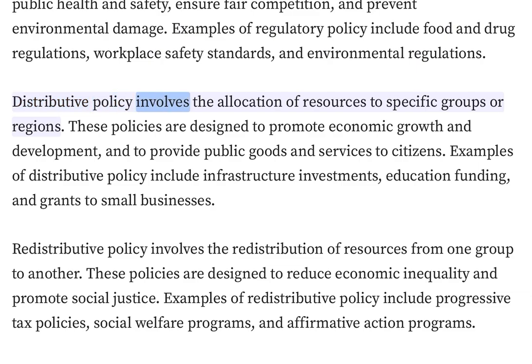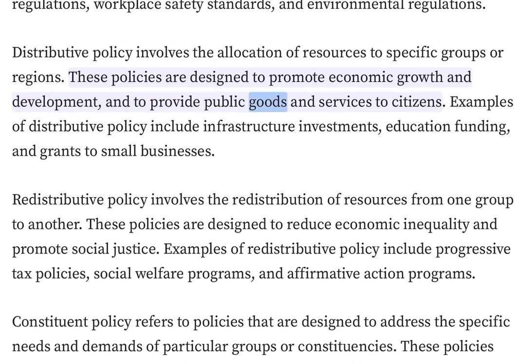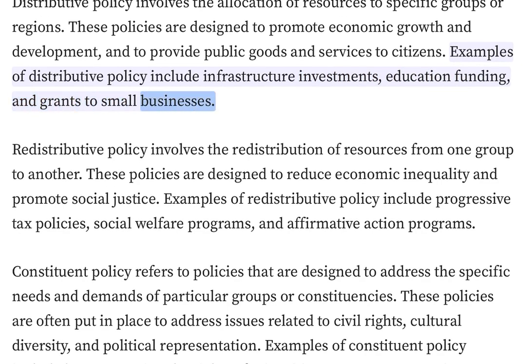Distributive policy involves the allocation of resources to specific groups or regions. These policies are designed to promote economic growth and development, and to provide public goods and services to citizens. Examples of distributive policy include infrastructure investments, education funding, and grants to small businesses.